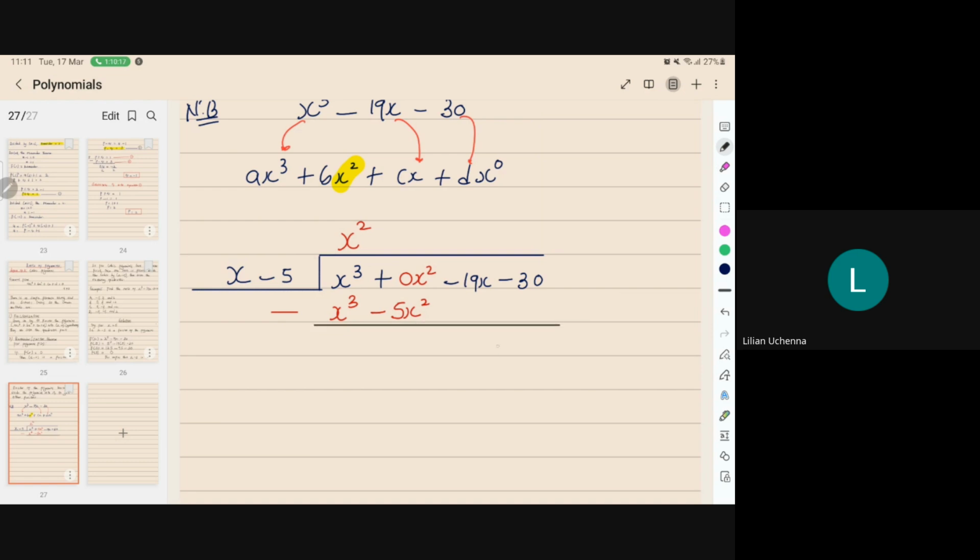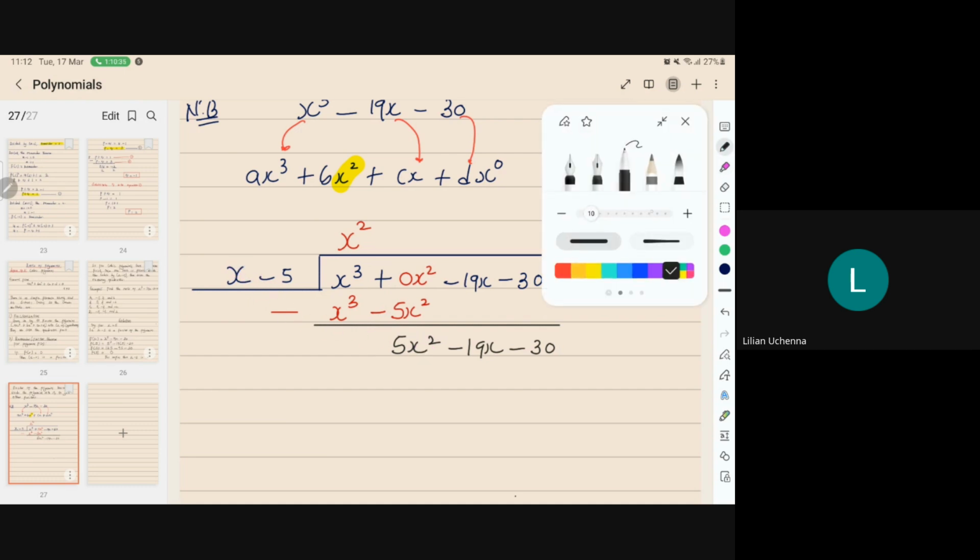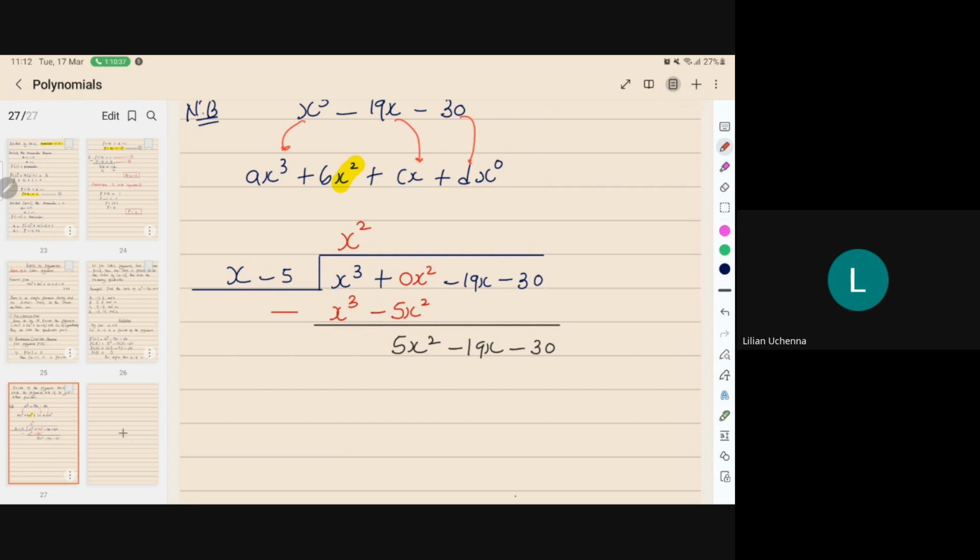Now I'm going to bring them down. Here I'm going to have minus 30. I'm going to have minus 19x. Minus times minus is plus, so 0 plus 5. I'm going to have 5x squared right here. Then we'll go again to divide. 5x squared divided by x is going to give us 5x, right? So I'm going to have plus 5x. Now I'll multiply 5x times x, that will give us 5x squared.